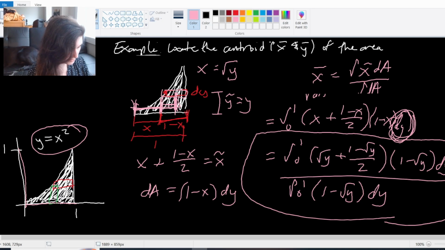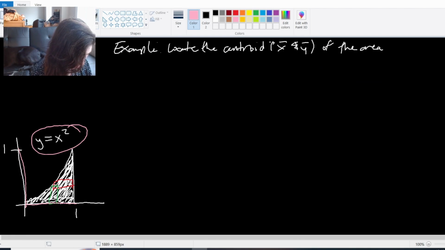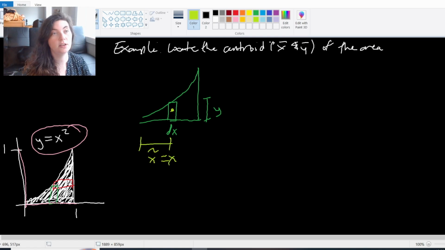So let's look at instead, I'm going to get rid of this. If I were to take my differential as, here's my guy, and now I'm taking it here, where this is my dx, and my height is again still y. And if I look at my centroid point here, this distance to my centroid, x tilde, is just going to be x. Ooh, already that feels like a breath of fresh air.